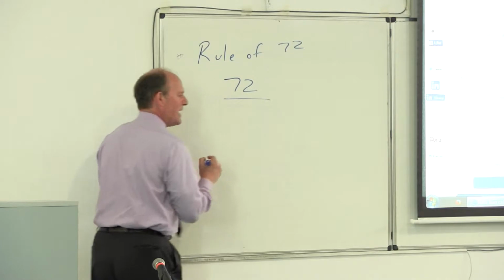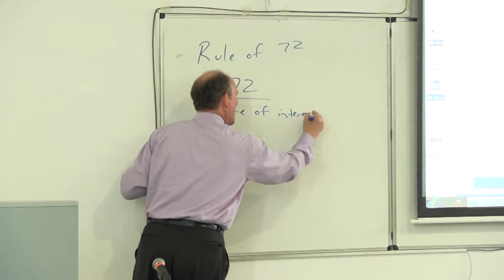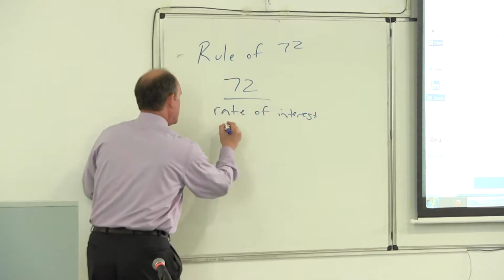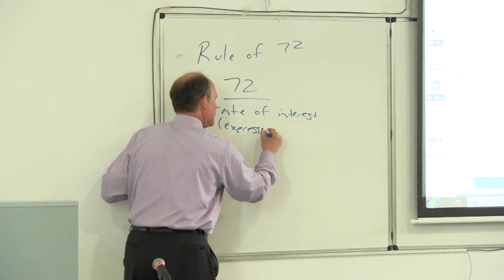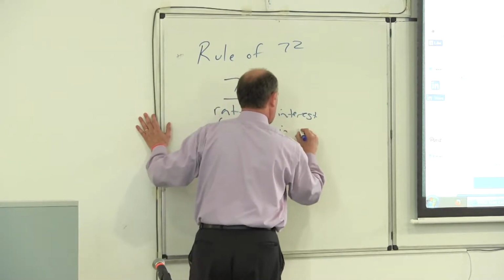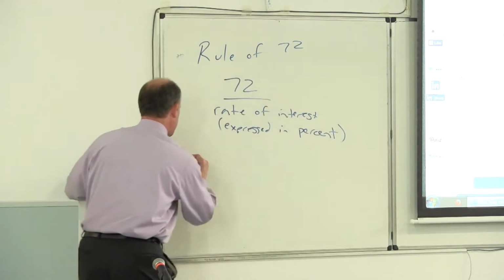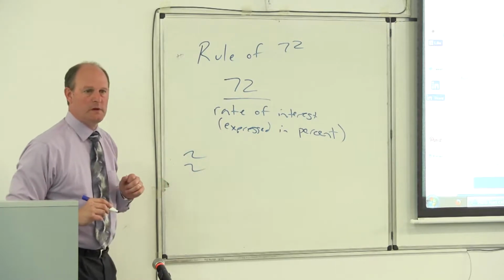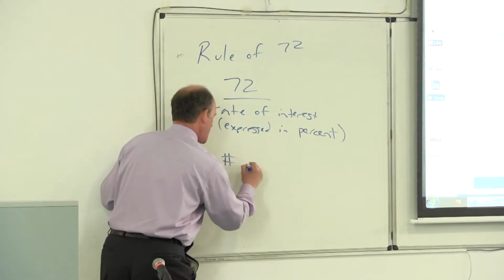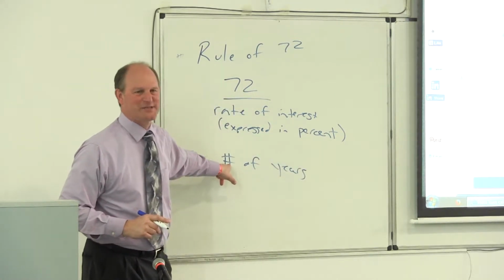72 divided by the rate of interest. На лихвения процент. It could also be a rate of growth. Може също и процента на растежа. Okay, this is expressed not in decimal, it's expressed in percent. В проценти, не в десетични знаци, в проценти. This is approximately equal to the number of years. Приблизително, нали знаете знака. Броя години.